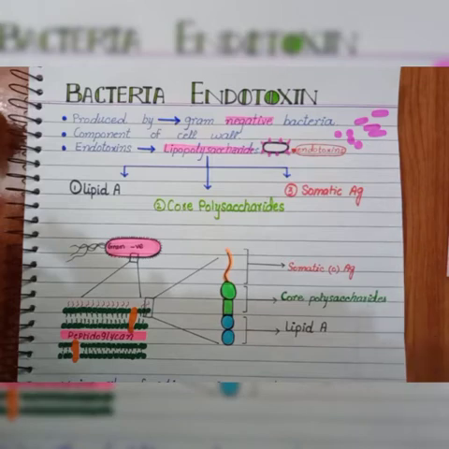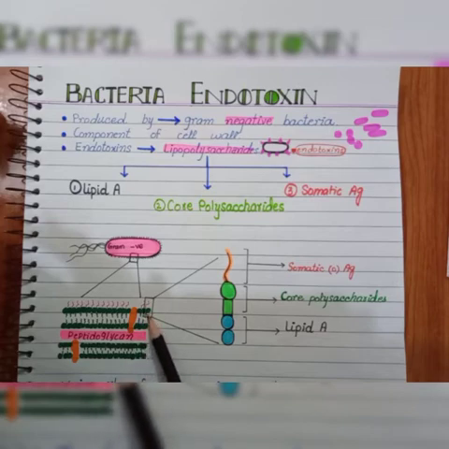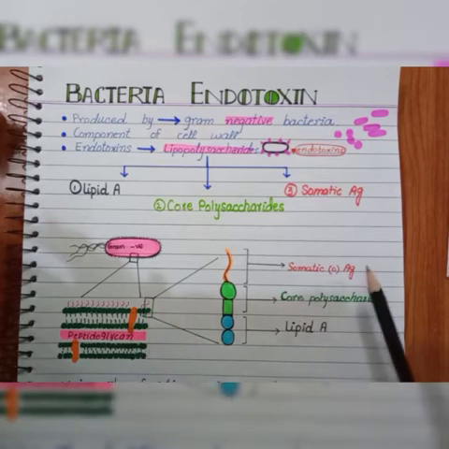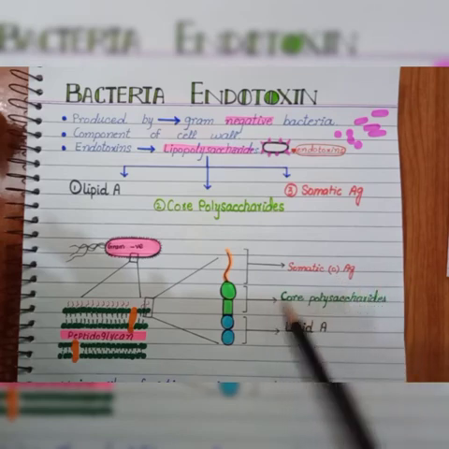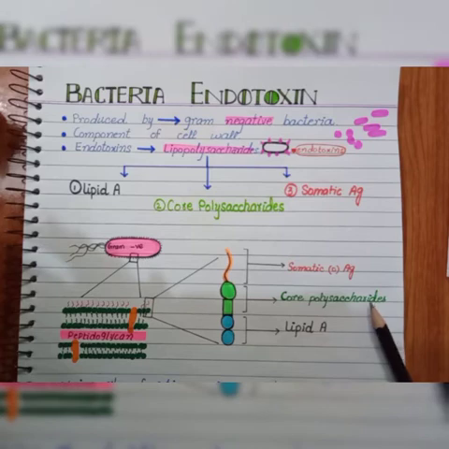Here we have a diagram of gram-negative bacteria and that's their cell wall. That is the inner membrane or plasma membrane, the peptidoglycan layer that is thin in gram-negative bacteria, and that is the outer membrane. In the outer membrane we have the somatic O antigen, we have the core polysaccharide and we have lipid A.